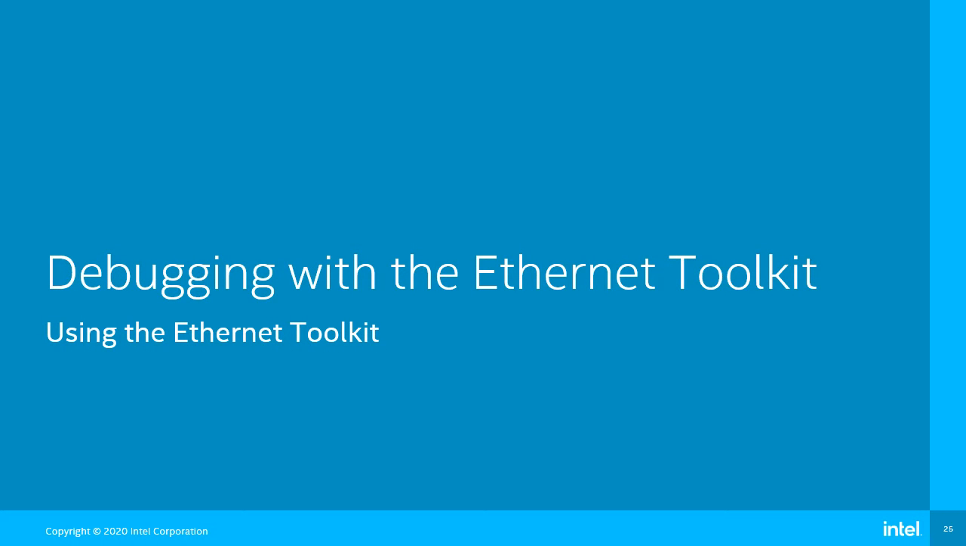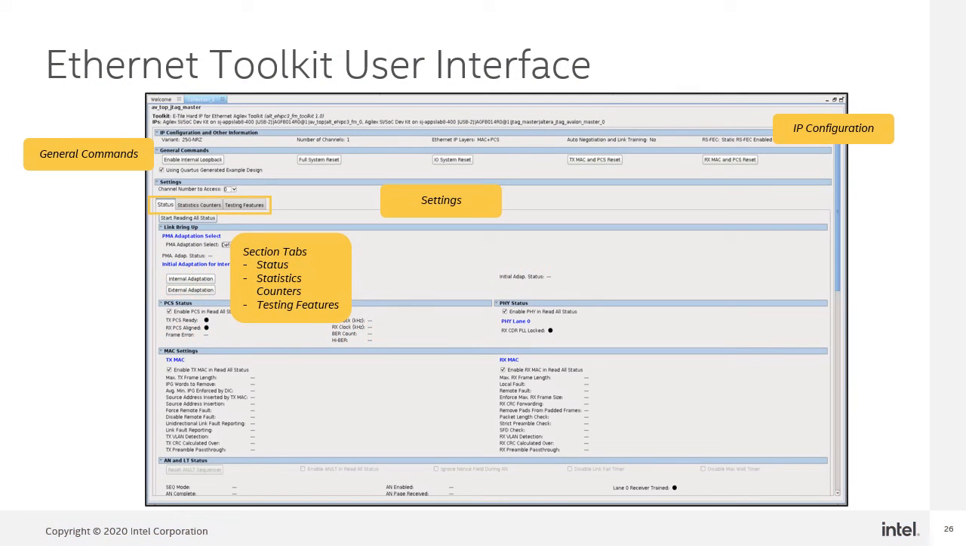In our last section for this course, let's look at the Ethernet Toolkit user interface and how you can use it to get control and valuable information from your Ethernet IP core. This screen capture is the main Ethernet Toolkit view that you will see once it is open. At the top are the IP configuration and other information, the general commands, and the settings sections. From the middle down is the tabs section. This section changes depending on which of the three tabs you select. The three tabs are the status, the statistics counters, and the testing features tabs.